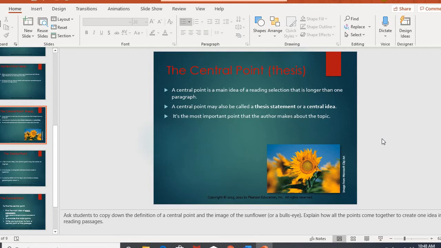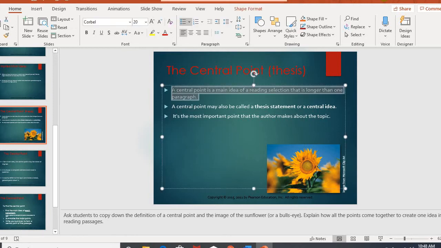They summarize a piece of text. They are really general. However, the key thing is they are talking about selections that are longer than a paragraph, so articles or multiple paragraphs. So they're also called, as I mentioned, thesis statements or central ideas. And you still go through this same thought process.